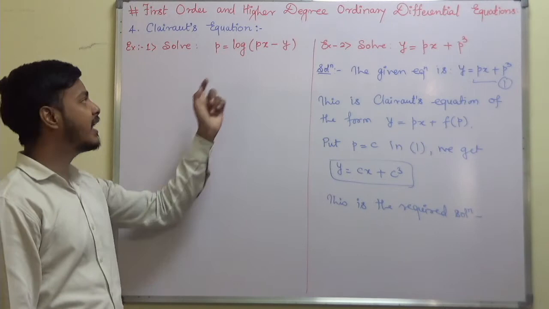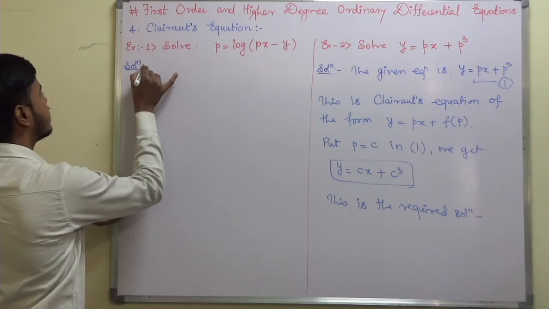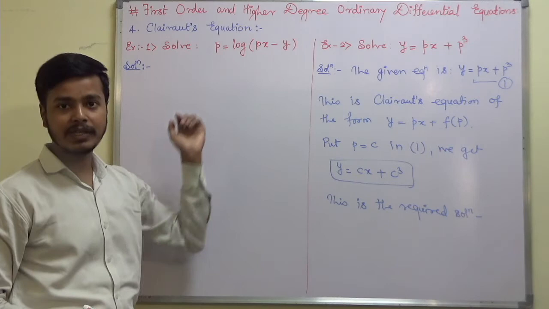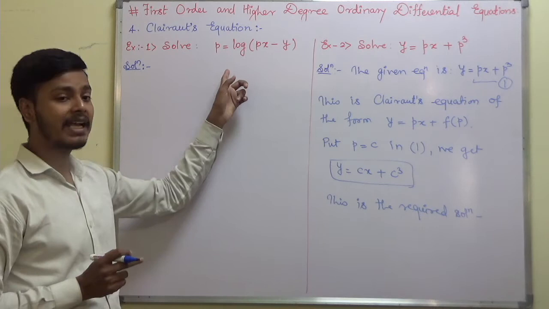Why I am taking this later on, because we need to do some arrangement, and then you can think of this. Most of the students feel like this is not a Clairaut equation, and they just start by solving for p, and then they are not able to solve the problem, okay? But this is not that difficult. Just see here.